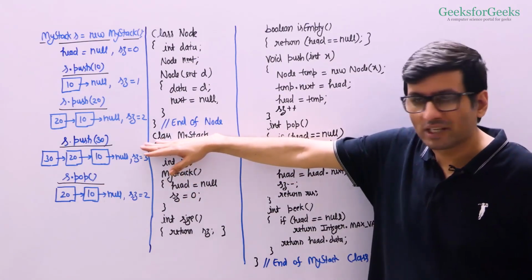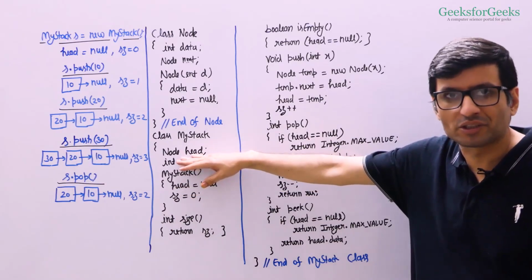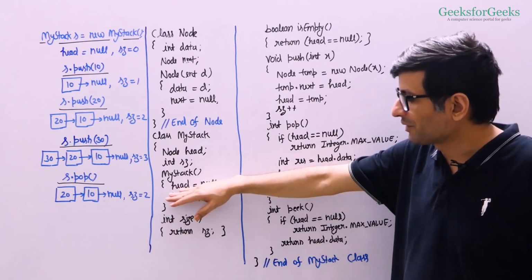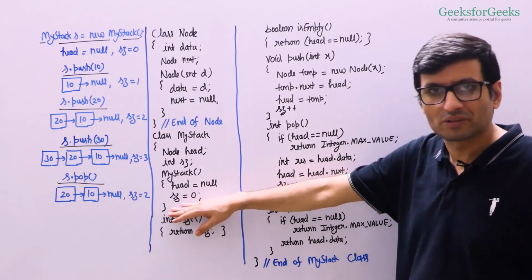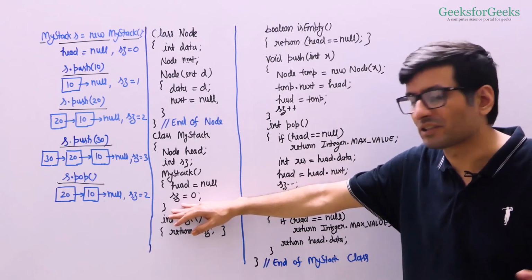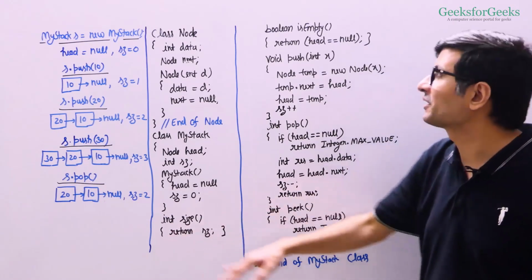And this is where we have our MyStack class. Inside this MyStack, we have head reference for the linked list. We also have size as 0. Inside the constructor, we initialize head as null and size as 0, right? Which is obvious because linked list is empty. Empty linked list means head null and size is 0. Now, size function implementation, simply return the size.